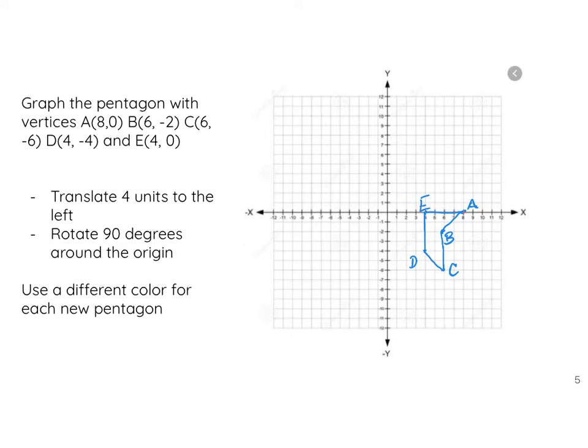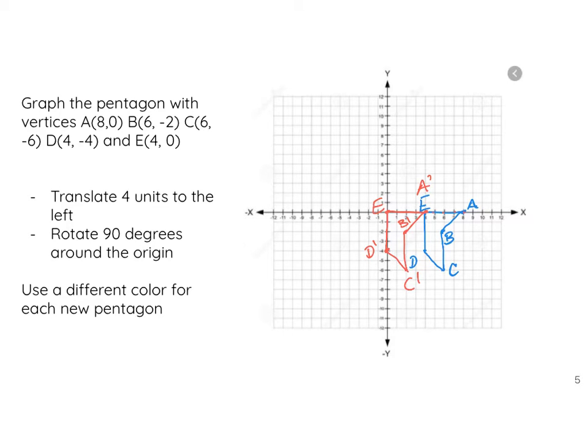So A is now 1, 2, 3, 4. A prime is where E was. B is 1, 2, 3, 4. Here is B prime. 1, 2, 3, 4. C prime. 1, 2, 3, 4. D prime is on the axis. And E prime is also on the axis. Connect these points, so A to B, B to C, C to D, D to E, and then close it with E to A. So I have the same exact shape, same exact size, just shifted 4 units to the left.